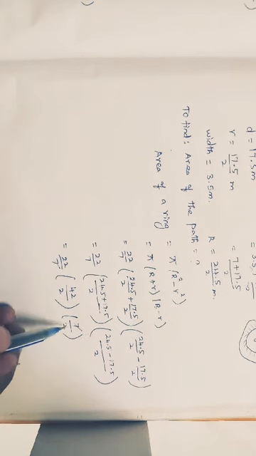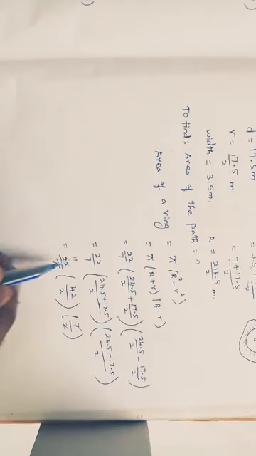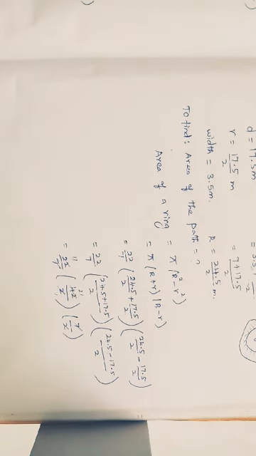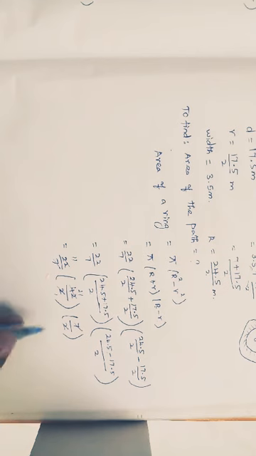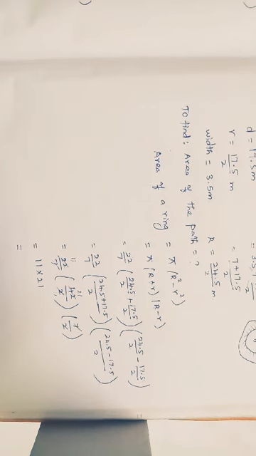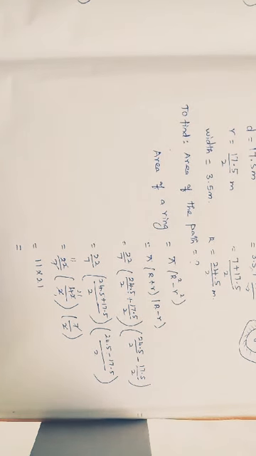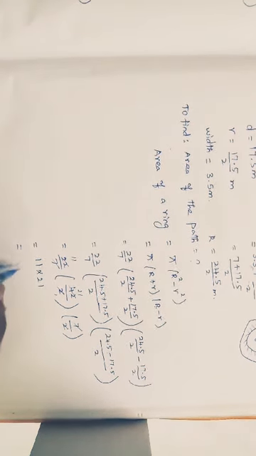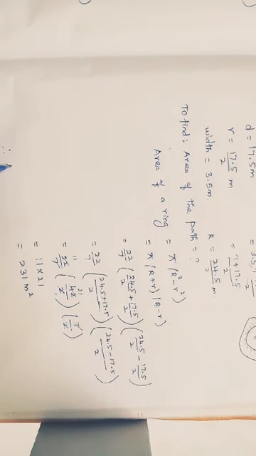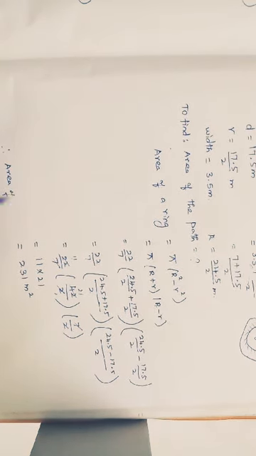7 will get cancelled. 2 1s are 2. 11 2s are 22. Here also 2 table, 21 times, right? The denominator has nothing, so write the remaining numerator. It's nothing but 11 into 21. So 11 into 21 is equal to 231, right? 231 meter square. We are multiplying 11 into 21, what will we get? 231 meters square.